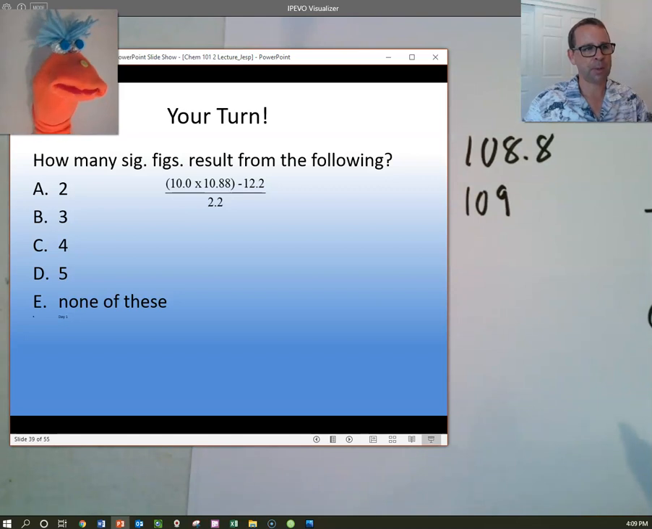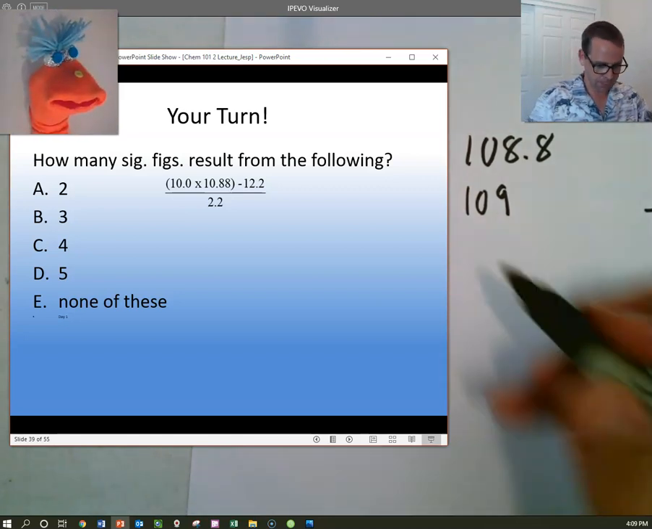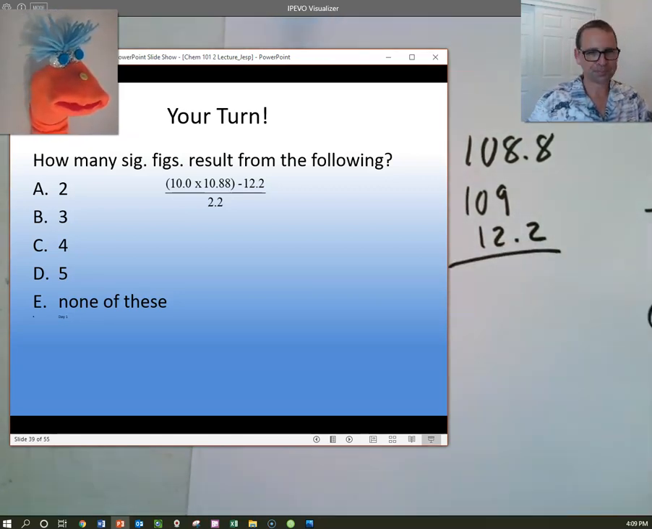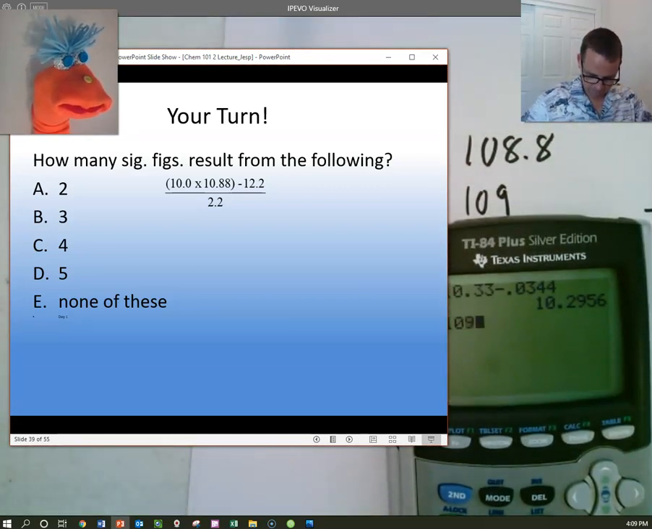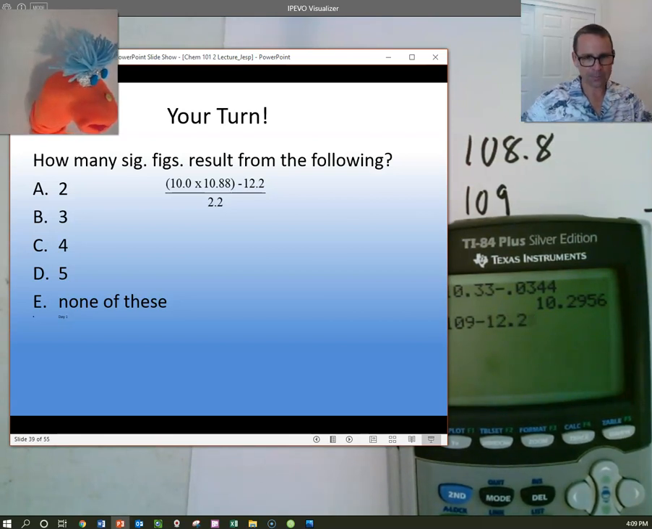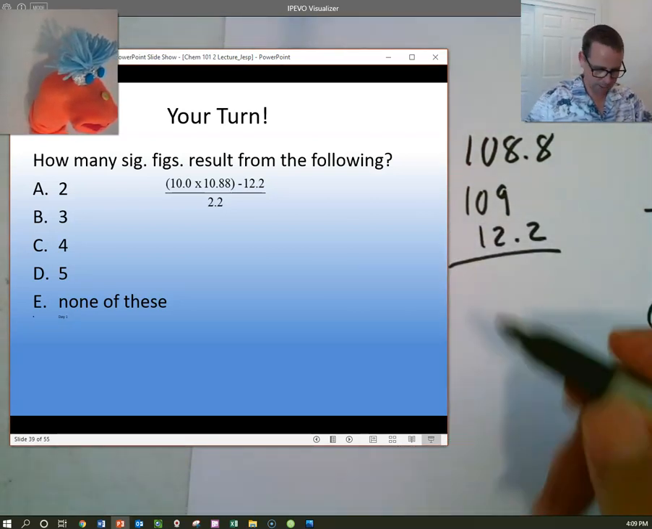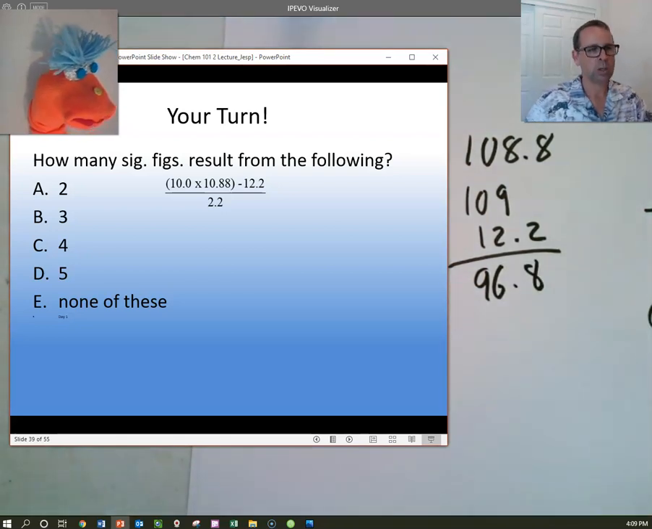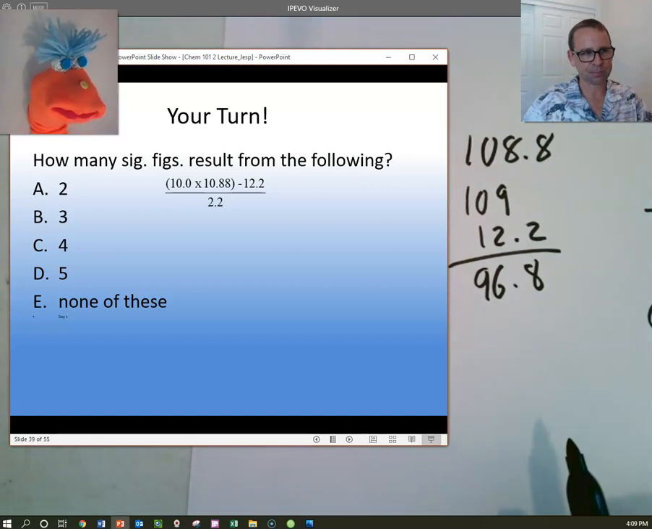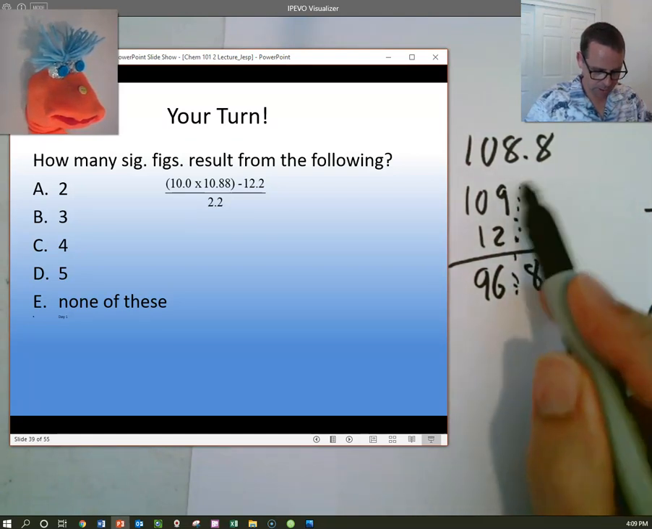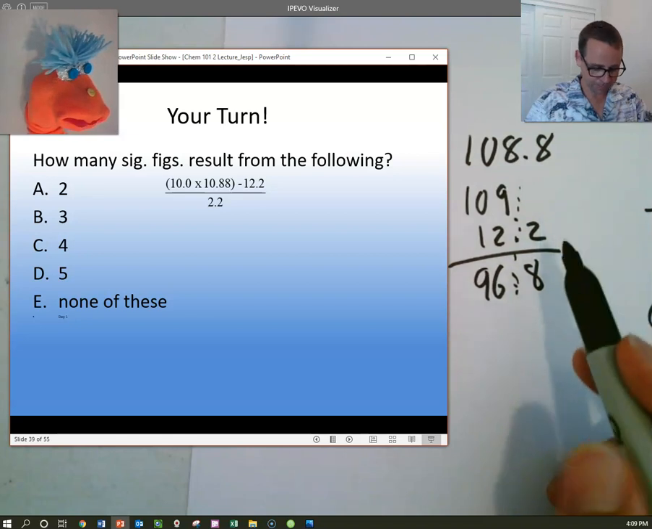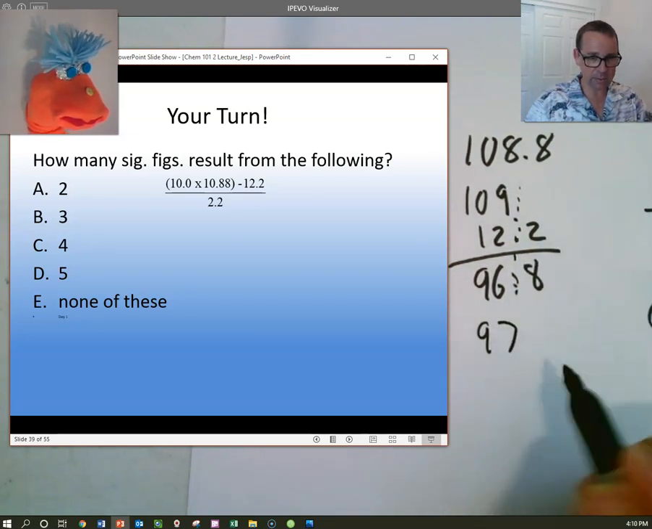Very good. And now my next step is to subtract the 12.2. So how do I do that? Line up the decimal points. Very good. So now I go my 109 minus the 12.2, and I get 96.8. So how many significant figures are we going to have there? You only get to keep 2. That's right. I only get to keep 2 because I need to cut off right here because there are no other significant figures over there. So that's going to be 97.